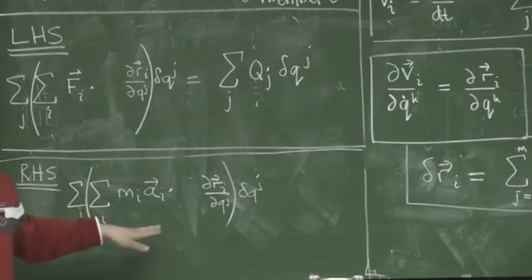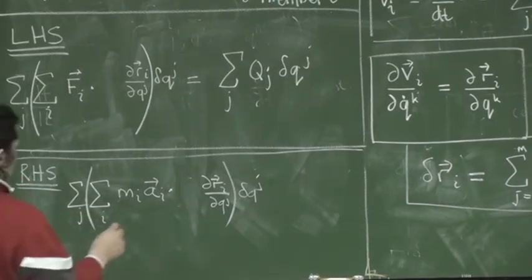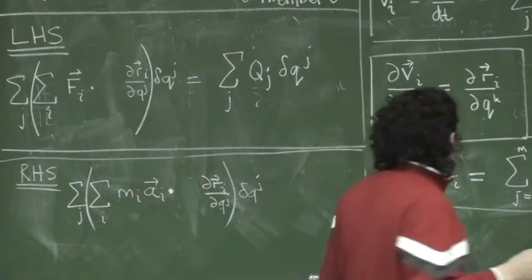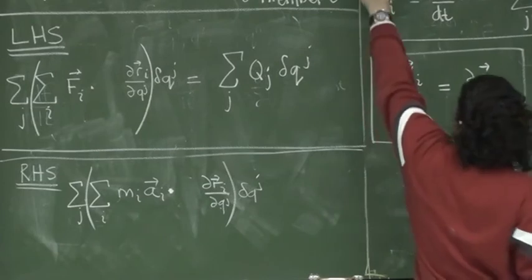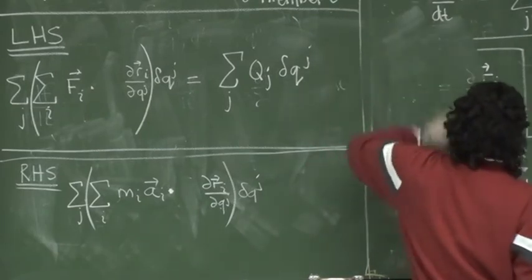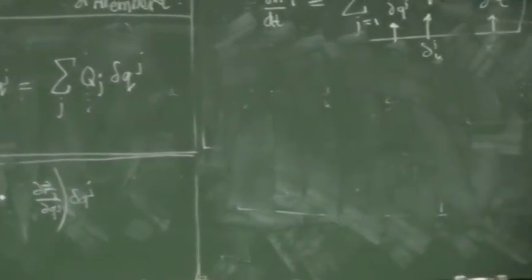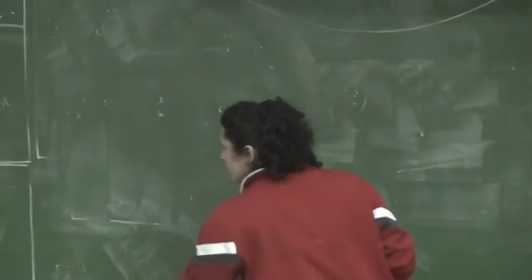Okay, but this something is annoying. It's mi ai dot del ri by del qj that we really have to think about how to transform. I'm going to raise these. I hope you've got them written down. Right here, it's got all these identities, and we're now going to transform this inner part.